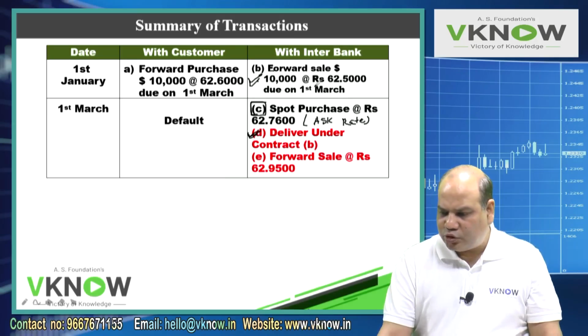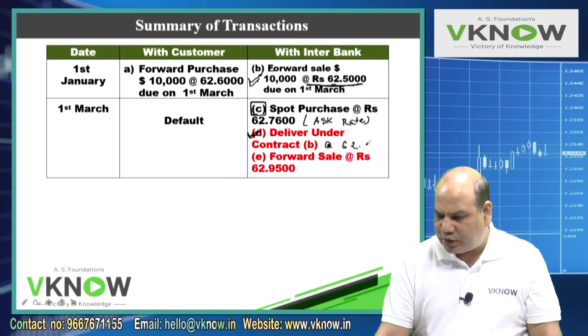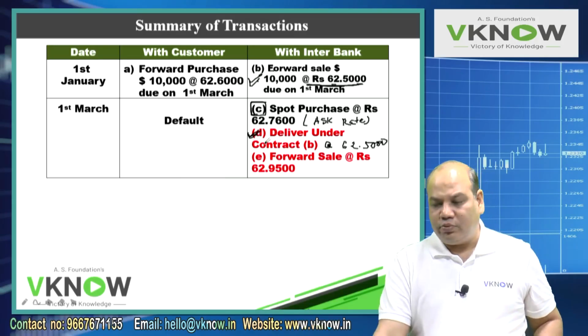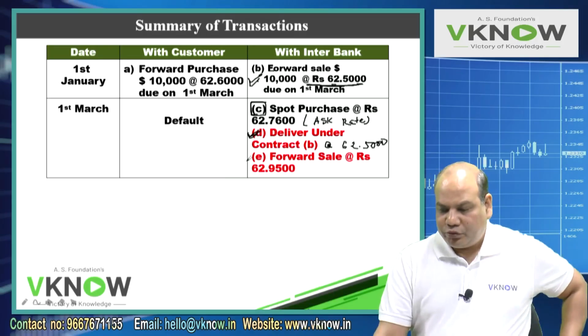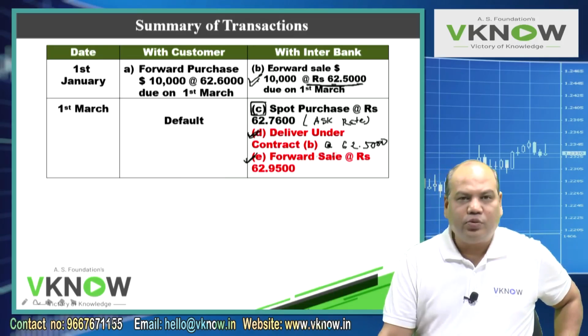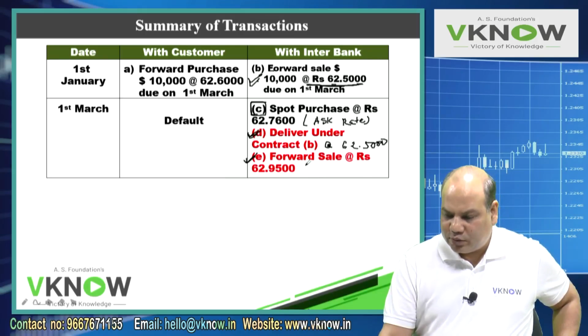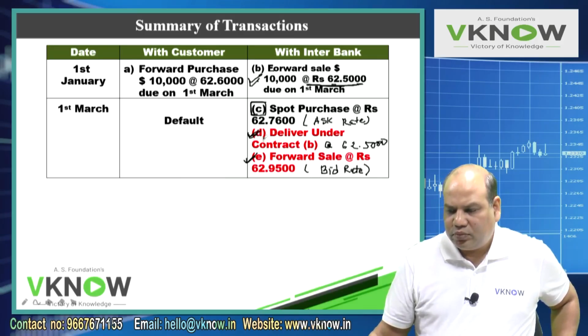Deliver under contract B means you will sell $10,000 at the rate of 62.5000. And the customer's contract is still not over. We are required to wait for 15 days. Again the bank will enter into a forward sale contract with interbank at rupees 62.9500. So this is your 1 month forward interbank bid rate.